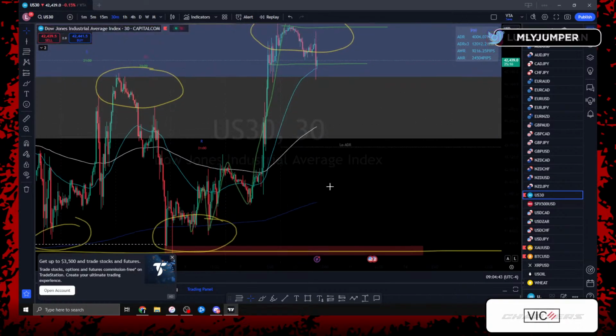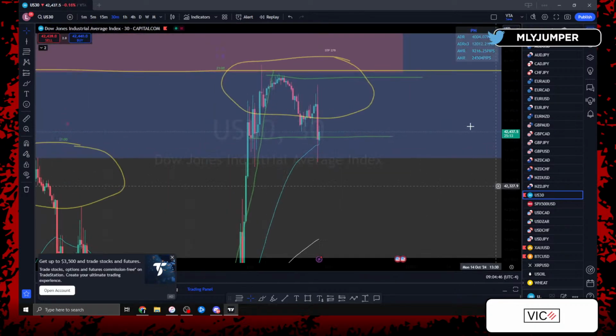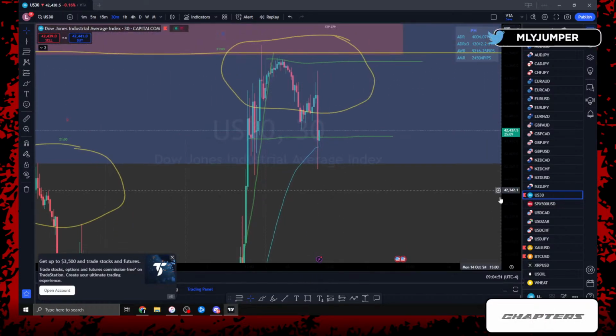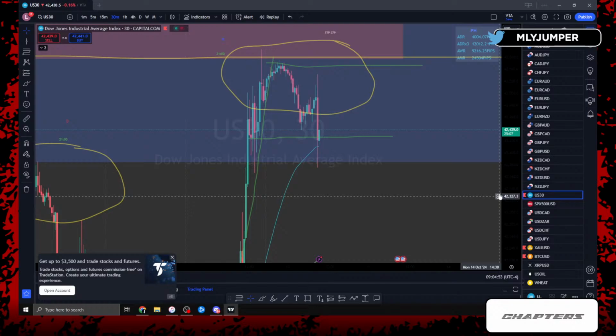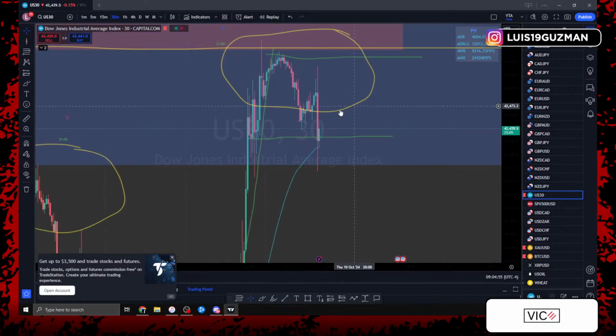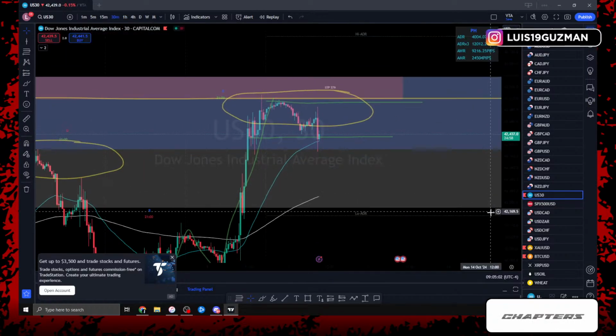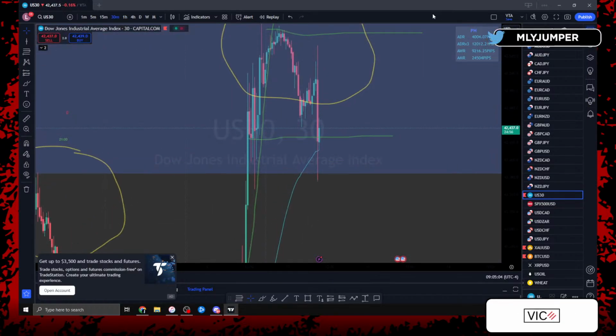Right. If we zoom into the 30-minute, some could argue, oh, this is an engulfing, because look, it's green, green, red. Yeah, but not a strong engulfing. It happened with news. I don't like using those candles as engulfings. These news candles don't really hold a lot of weight.